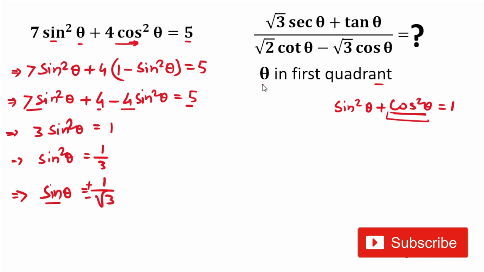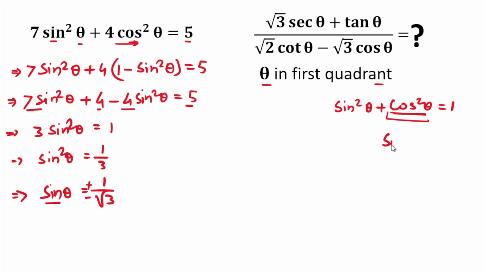So here theta is mentioned in the first quadrant, so we'll take the positive value only. So the value of sin theta for the first quadrant will be 1 divided by square root 3. And we also know sin theta is perpendicular divided by hypotenuse. So here perpendicular is 1 and hypotenuse will be square root 3.